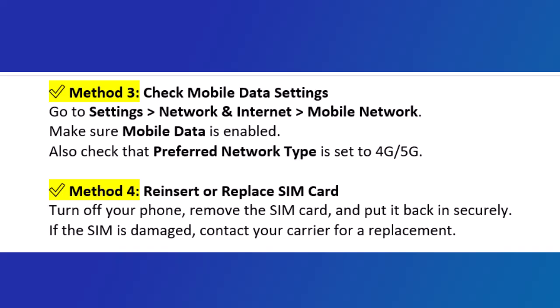Method 4. Reinsert or replace SIM card. Turn off your phone, remove the SIM card, and put it back in securely. If the SIM is damaged, contact your carrier for a replacement.